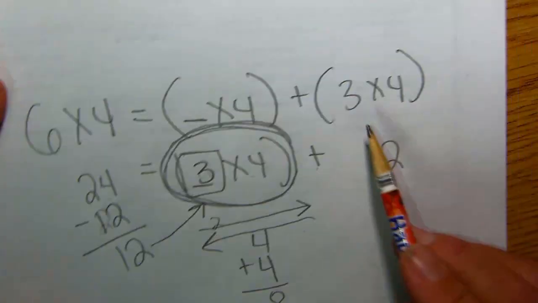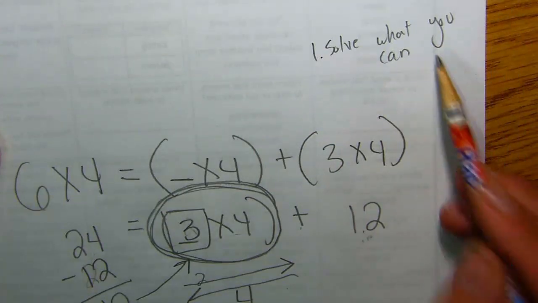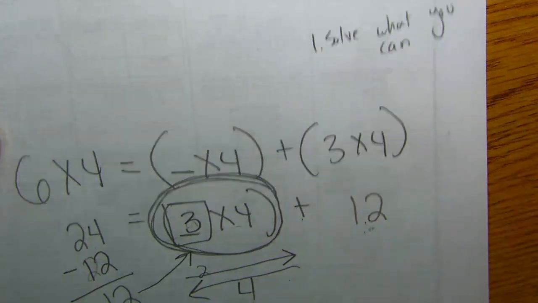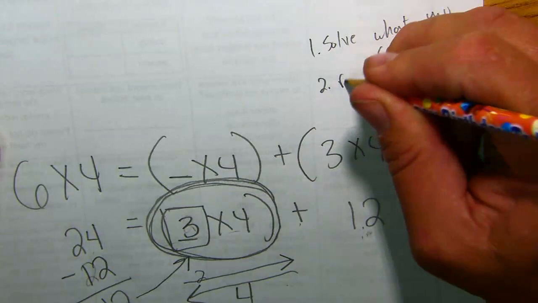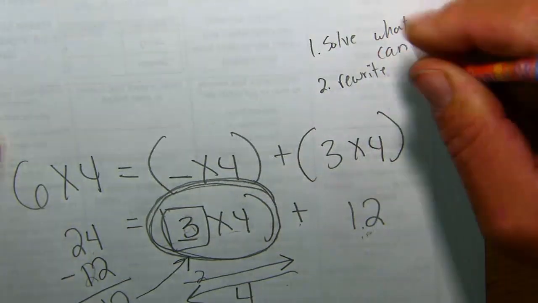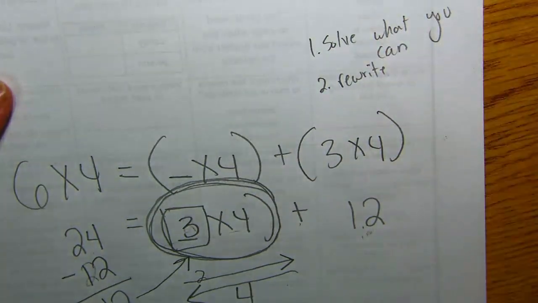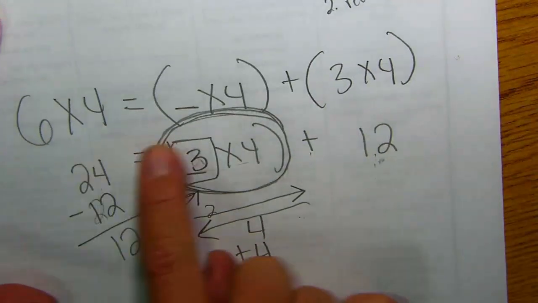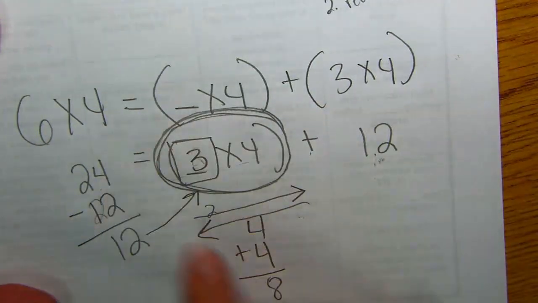The first thing I did is solve what you can. We could write step 2 here. You want to rewrite. Step number 2, we rewrote everything down here.